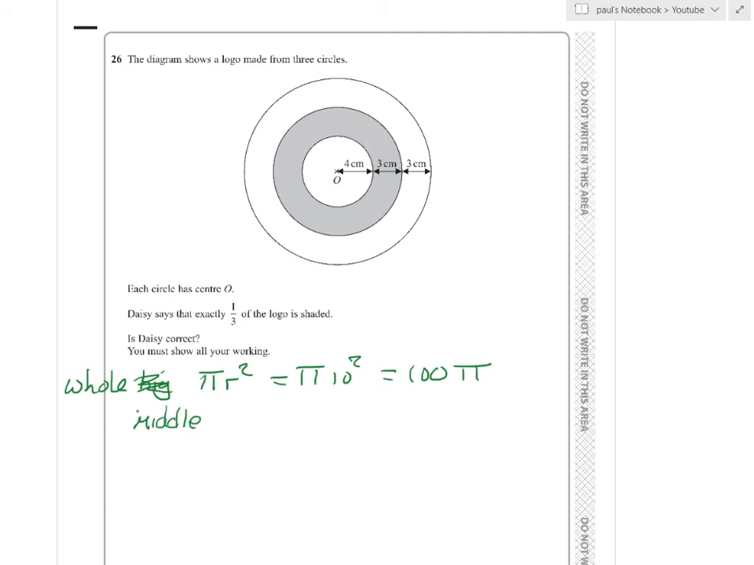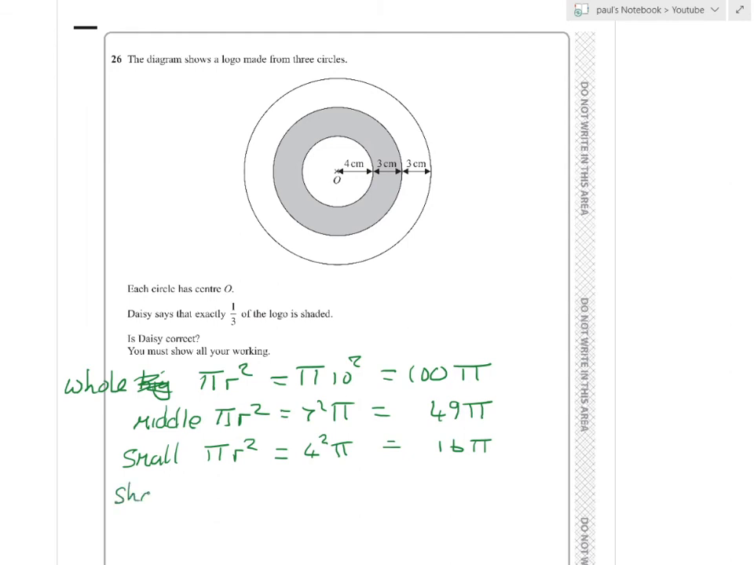So the middle is pi r squared again, and this is 7, so this equals 7 squared pi, which equals 49 pi. There's going to be a combination here, isn't it, where we can take one away from the other and work that out. So that's 4 squared pi, which equals 16 pi. Now, the shaded bit is going to be the middle minus the small.